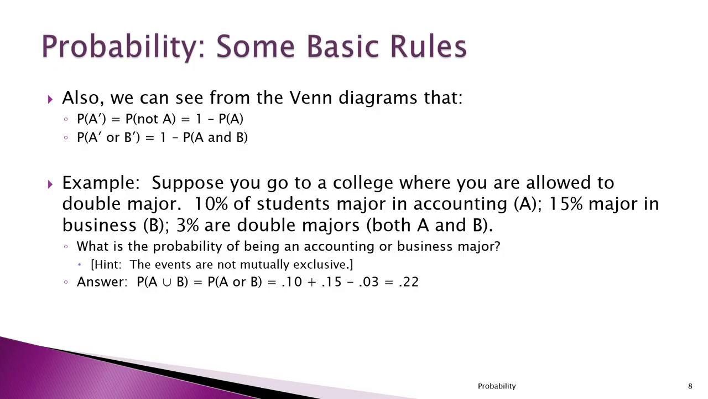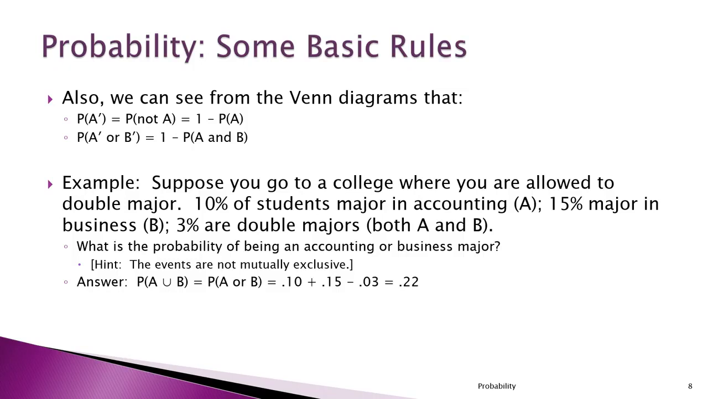Suppose you go to college, and we allow double majors. You can double major, 2 majors. So we know 10% of the students are majoring in accounting, that's A. 15% of the students are majoring in business, B. 3% are double majors, A and B. Okay, so what's the probability of being an accounting or a business major? Here's a little hint. They're not mutually exclusive, because we just said it, you can be a double major, A and B. That means it's an intersection.